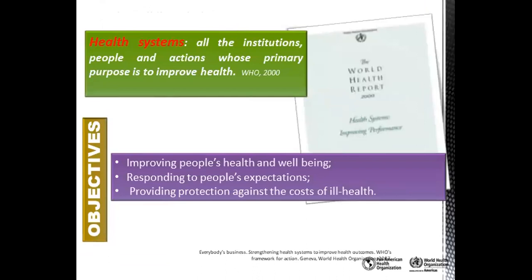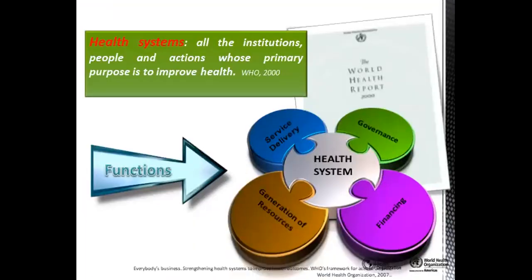What is the health system? Health system includes all the institutions, people and actions whose primary purpose is to improve health. The basic objective of health system is to improve people's health and well-being, responding to people's expectations, providing protection against the cost of ill health. The functions of a health system include governance, financing, generation of resources, and service delivery.